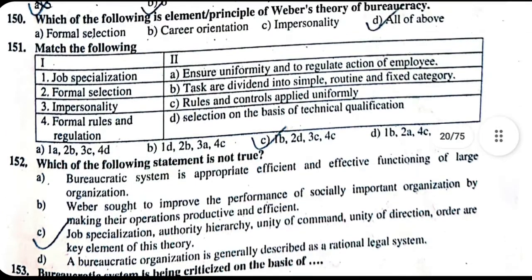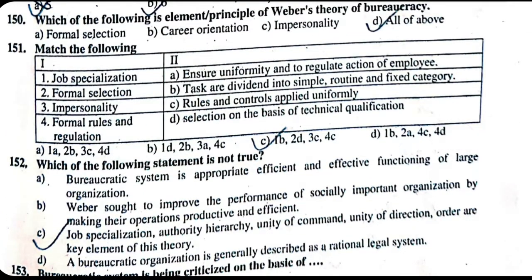152. Which of the following statement is not true? A. Bureaucratic system is appropriate, efficient, and effective functioning of large organization. B. Weber sought to improve the performance of socially important organization by making their operation productive and efficient. C. Job specialization, authority, hierarchy, unity of command, unity of direction, order are key elements of this theory. D. A bureaucratic organization is generally described as a rational legal system. The right answer is C, which is not true.